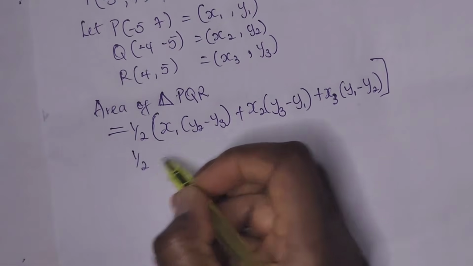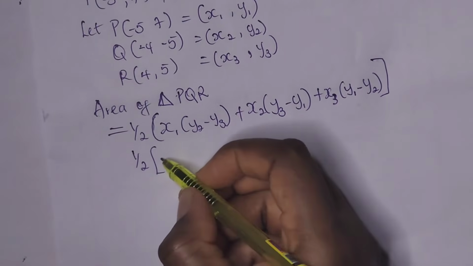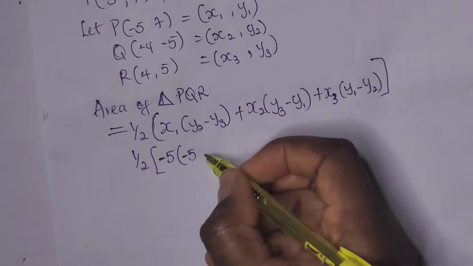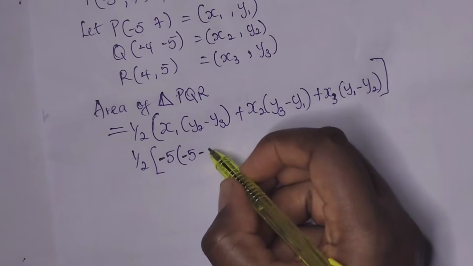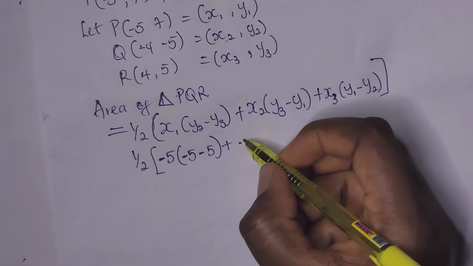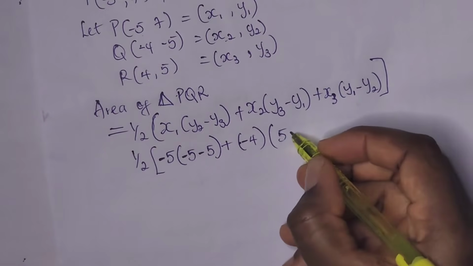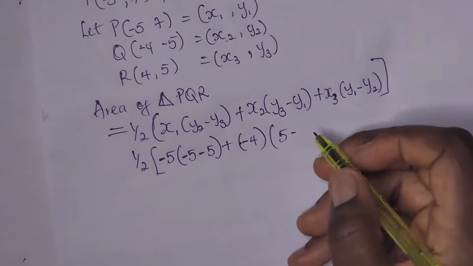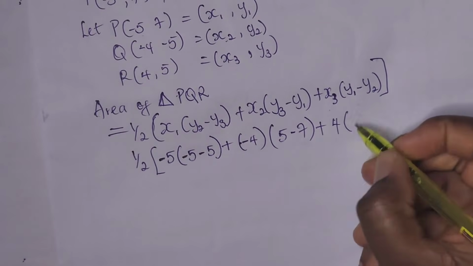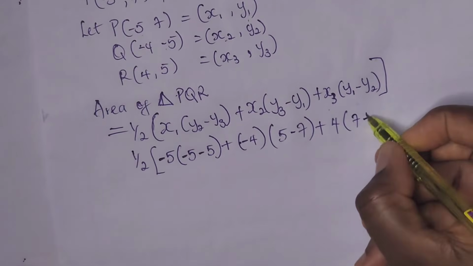So we have 1/2. Our x1 is -5 times our y2 which is -5 minus our y3 which is 5, plus our x2 which is -4. So we have -4 times y3 which is 5 minus our y1 which is 7, plus x3. x3 is 4, times our y1 which is 7 minus our y2 which is -5, making this positive.